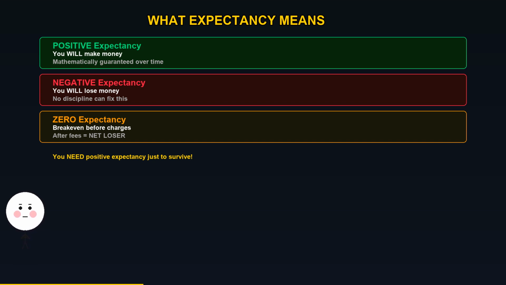What does the number mean? Positive expectancy means you will make money over enough trades. It is mathematically guaranteed. Negative expectancy means you will lose money over enough trades. Also mathematically guaranteed. No amount of discipline or psychology can fix negative expectancy. Zero expectancy means you break even before charges. But after brokerage, STT and slippage, zero expectancy is actually a net loser. You need positive expectancy just to survive.